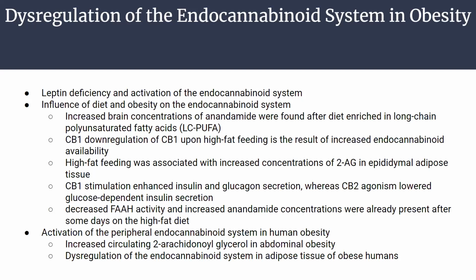So then, activation of peripheral endocannabinoid system in human obesity, what does it cause? It causes increased secretion of 2-AG, especially in abdominal obesity. They have done this test and they have found out. And dysregulation of the endocannabinoid system is seen in obesity. So this is diet regulated.